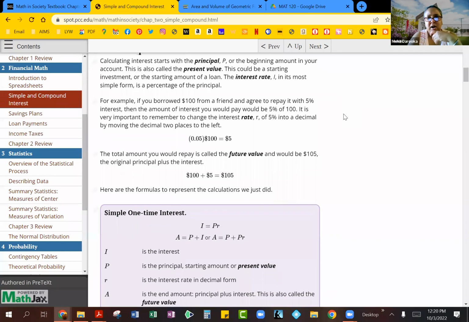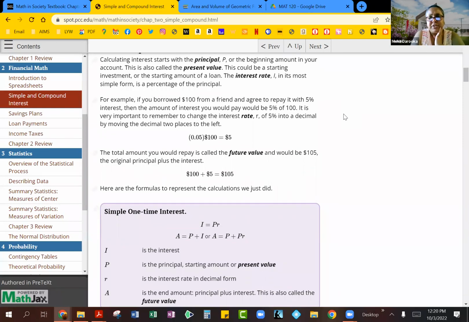Over here, they're talking about if you borrowed $100 from a friend and you agree to pay back 5% interest on that $100, then you will be paying the principal, or the present value of $100, back, plus you will pay an additional 5% interest on it. Something as simple as you take your 5%, convert it to a decimal, multiply by the amount you borrowed. You can see that comes out to be $5. So when you pay back your friend, you're going to pay them the $100 plus the $5 interest, which means you end up paying them a total of $105. And that amount is what we call future value.